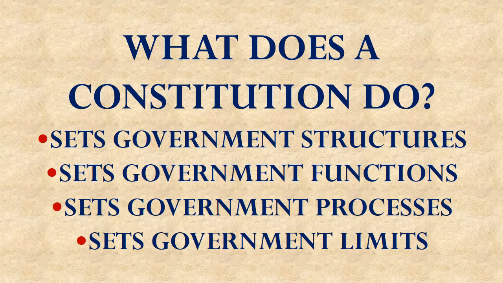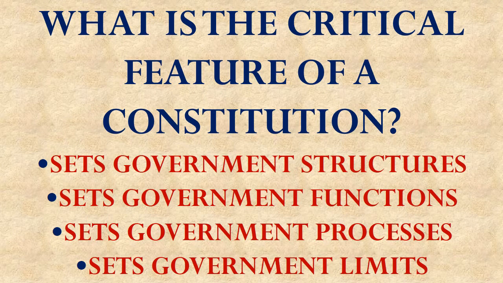But perhaps the more important question is, which of those is the critical feature of a constitution? Is it setting government structures, setting government functions, setting government processes, or setting government limits? Well, as I spent the last few minutes talking about, and it should be clear to you, the most important feature of a constitution is it sets government limits. All the other things that it does become meaningless if it cannot put boundaries on the government and tell it that there's certain things it's not allowed to do.